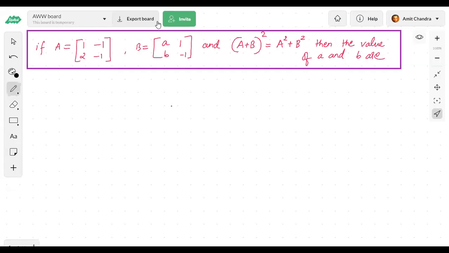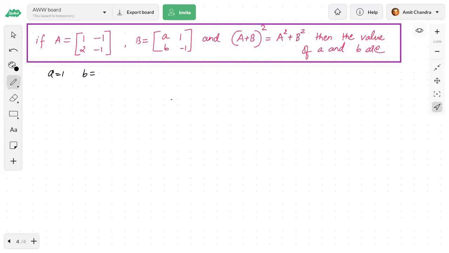Okay, so let's see. What they're saying is that this is the matrix. The matrices A and B are already given, and this is the condition given. The answer is a equals 1 and b equals 4, right? So matrix A is this and matrix B is this. The equation they have given is (A plus B) whole square is equal to A square plus B square, right?